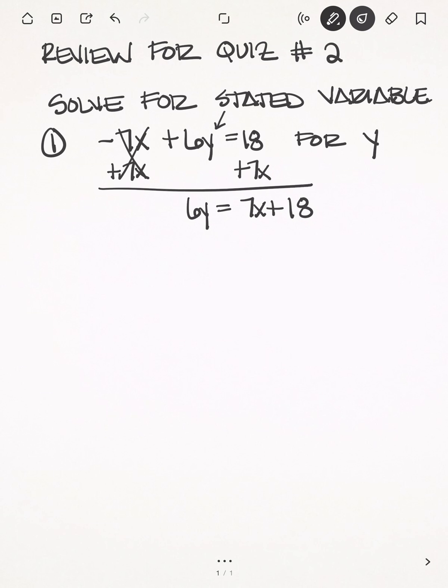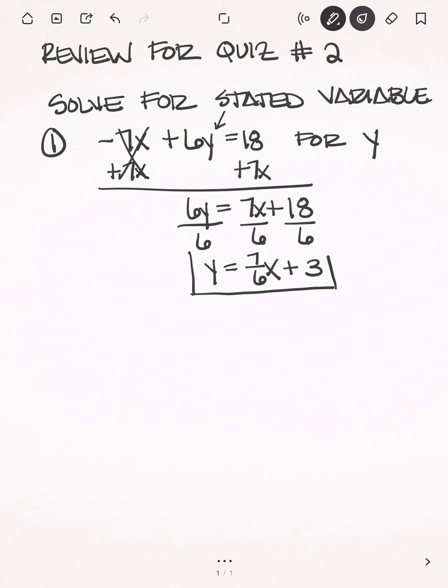Now I almost have y by itself. What's the opposite of multiplying by 6? Well, I'm going to divide by 6, but I'm going to divide everything by 6. And when I do that, I get y equals, I can't simplify 7 over 6, so I'm just going to pull that fraction out in front, times x plus 18 divided by 6 is 3. So I have my equation. Notice it's in the form y equals mx plus b now. I can see that my slope is 7 over 6 and my y-intercept is 3. So you might have a problem similar to that on your quiz today.